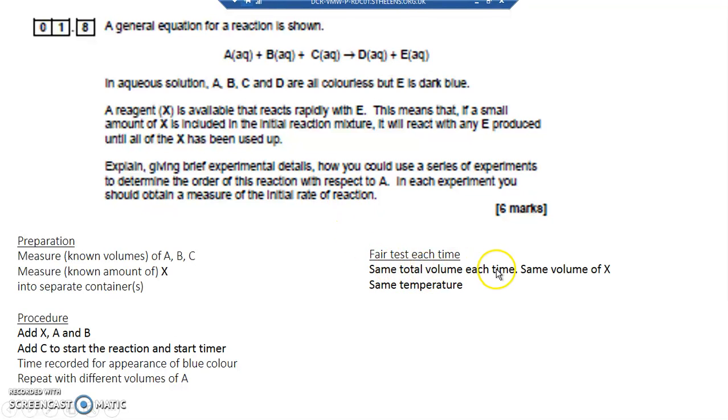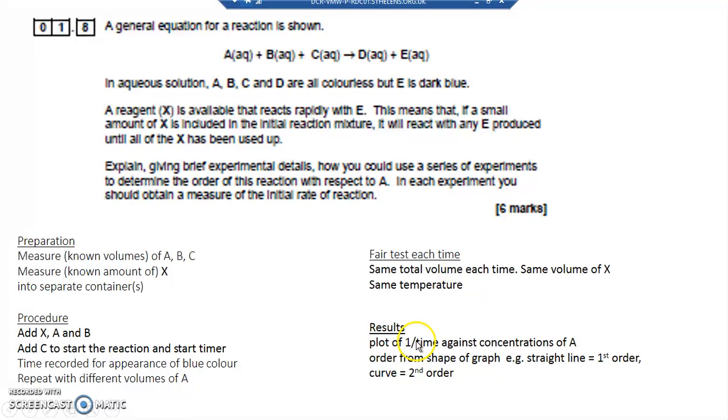So what's going to be fair each time? We've said already the total volume. So the total amounts, even though we're varying A, will be made up to the remainder with water, so that the concentration of A changes, but the amounts of B and C are the same. So we'll keep the amount and concentration of B and C the same by using the same amounts each time. And we'll vary the concentration of A by making it up to the same volume each time. We'll have to use the same temperature as well, so temperature doesn't affect the reaction.